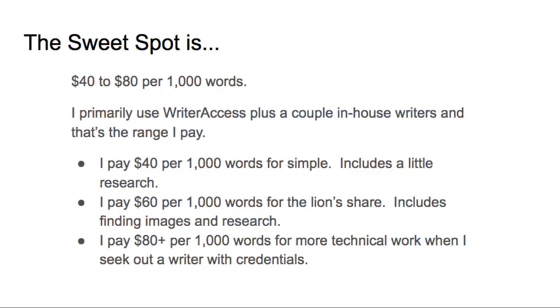Writer's Access. Lion's share of my content these days, and I expect a decent amount of research. I expect it to be very thorough. I expect no fluff. I expect a very good introduction. I expect some personality injected into the article. I expect it to be a very good article. And I include finding some images. I just need the URLs to the images. I don't expect them to actually embed images and all that. There are exceptions. But anyway, $60 per 1,000 words. That is the lion's share of the content. That's what I'm paying for right now.